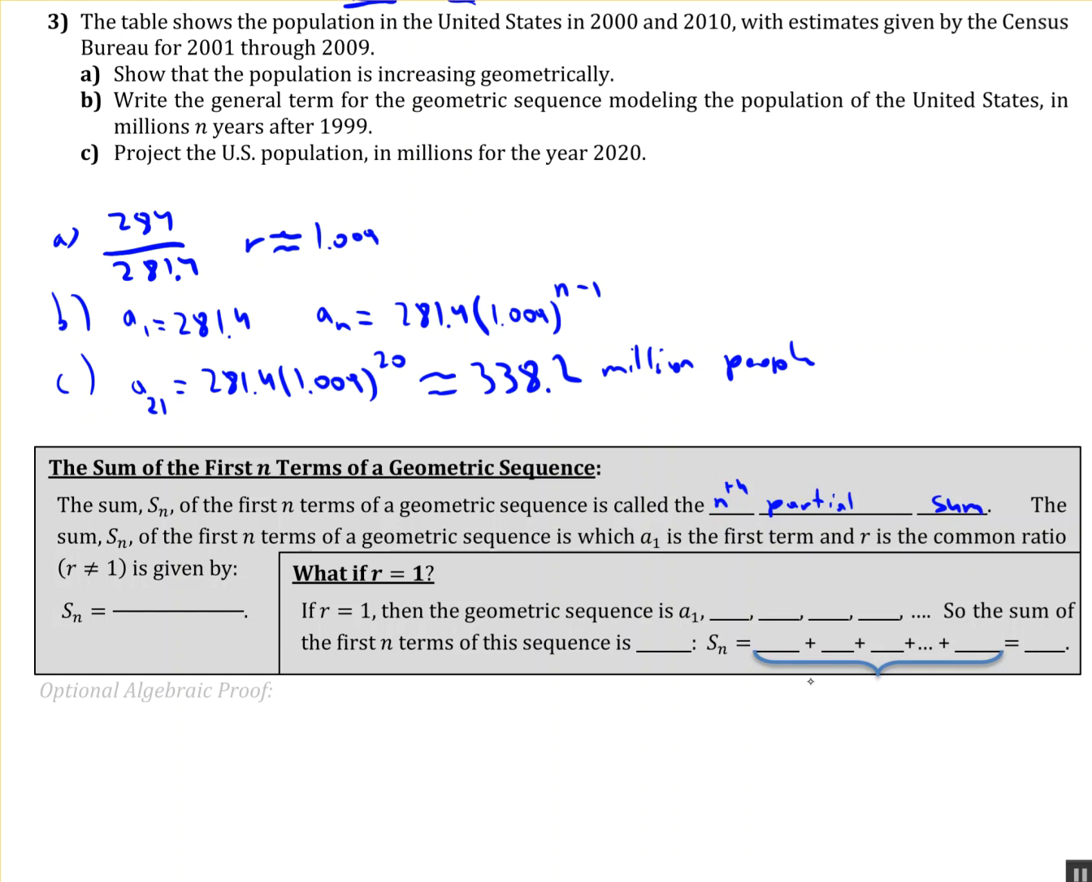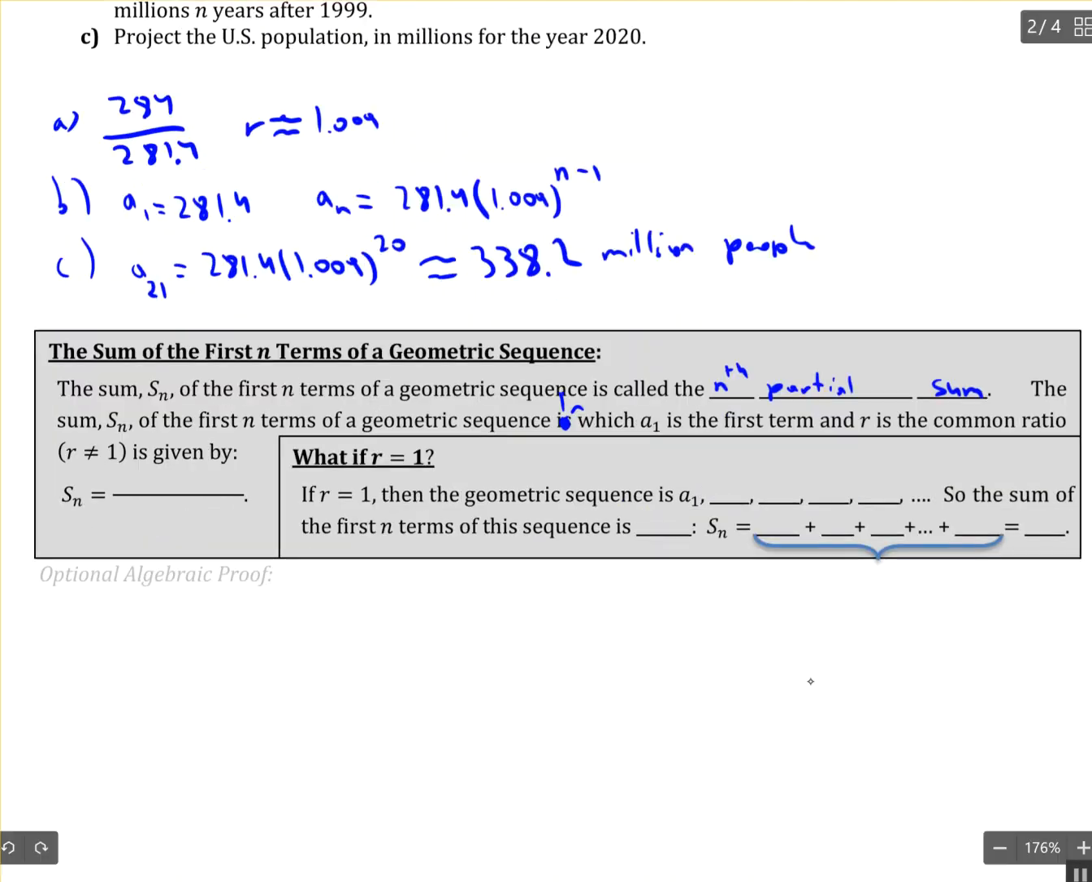So the sum Sn of the first n terms of a geometric sequence, in which A1 is the first term and r is the common ratio, is given by, well, let's come up with this formula ourselves again, just like on the last one.